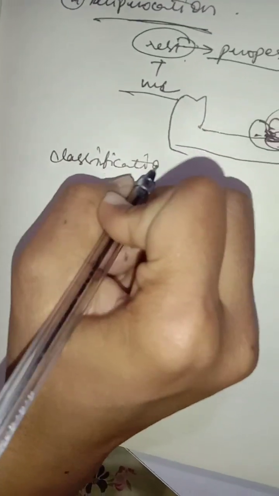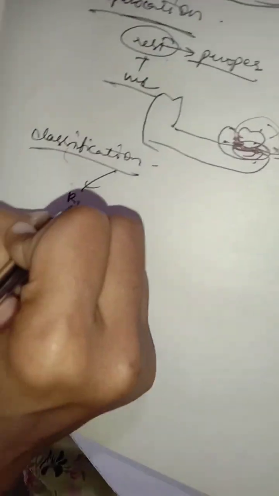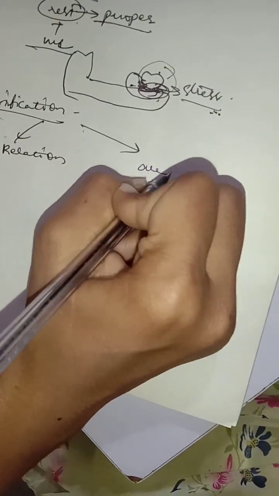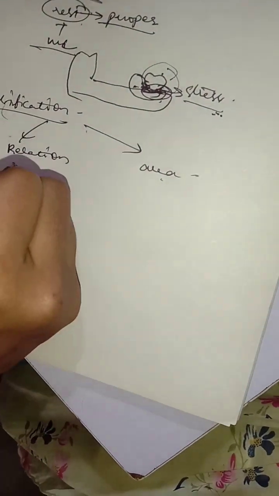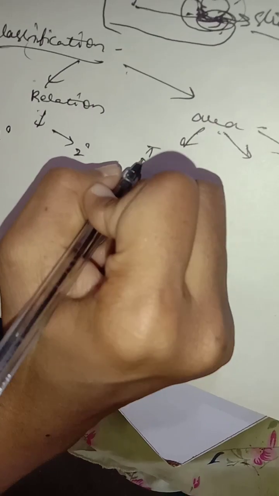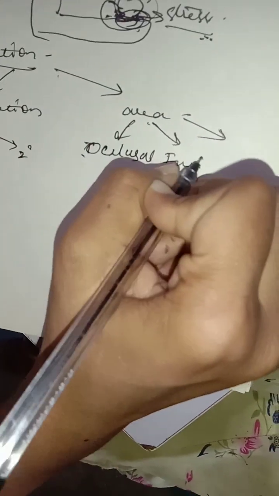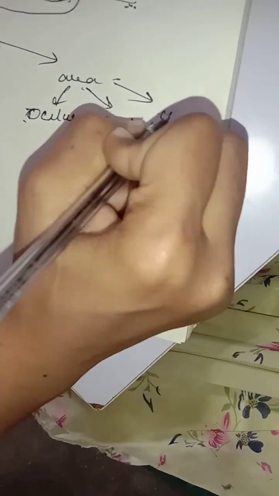Next, come to classification. The classification is based on relation and also based on area. Based on relation, it is primary if not secondary. And based on area, it is divided into occlusal, incisal, and lingual or cingulum.